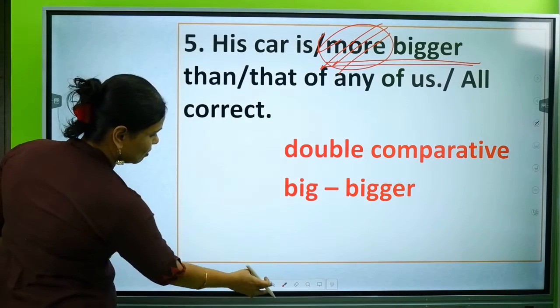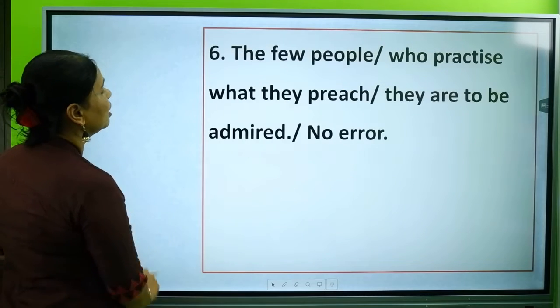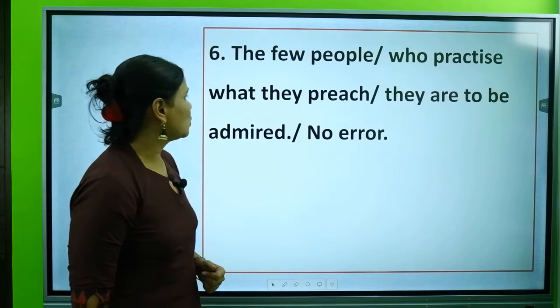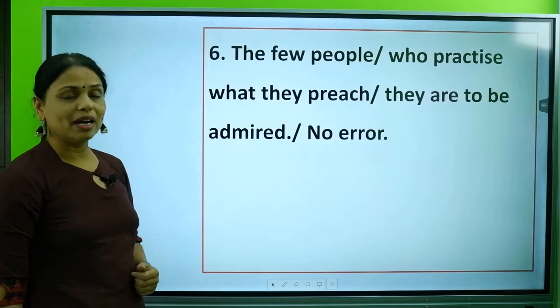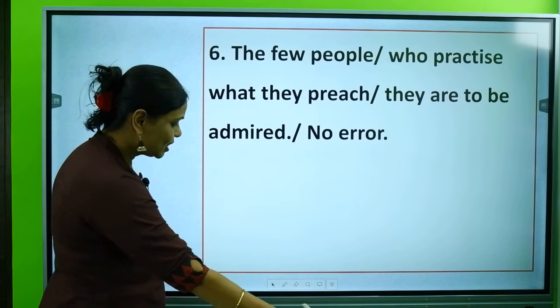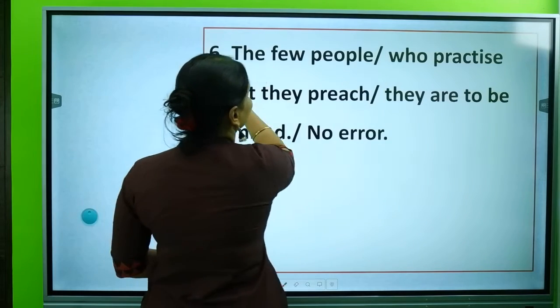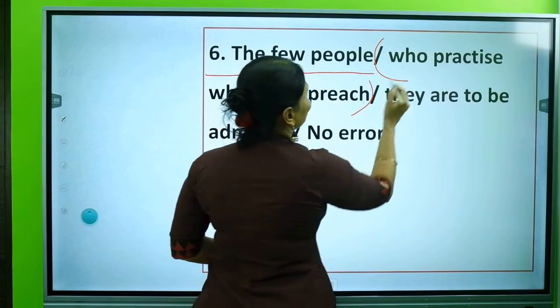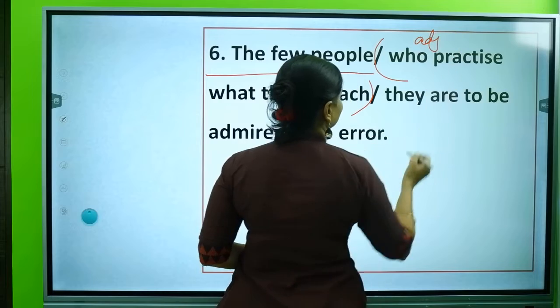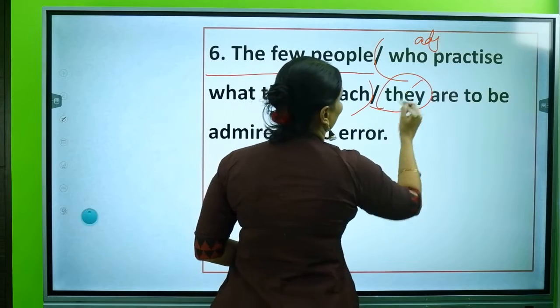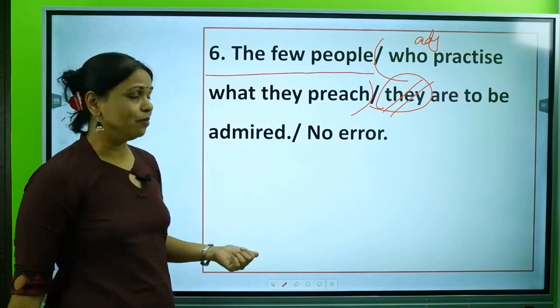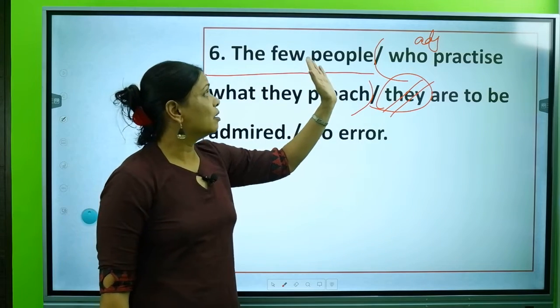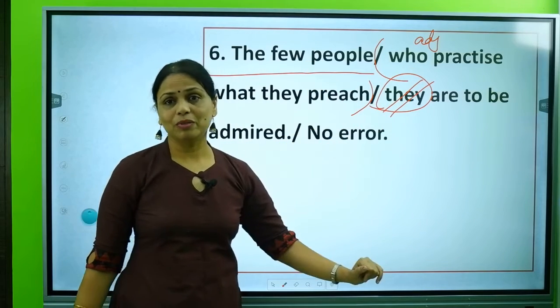Next, number 6. The few people who practice what they preach, they are to be admired, no error. Now in this sentence, the subject is the few people. Who practice what they preach is an adjective clause and it shouldn't be followed by the pronoun again. We need not repeat the noun in the form of pronoun here.